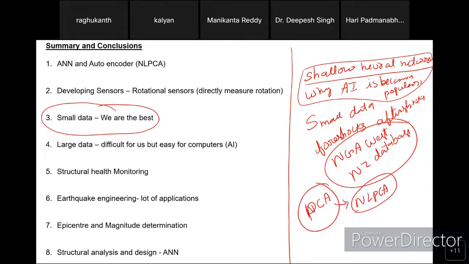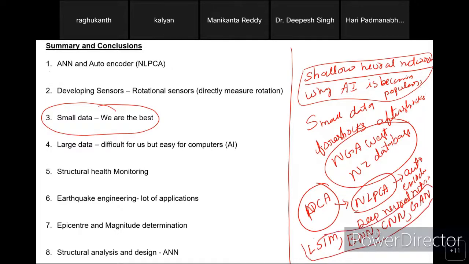NLPCA is the same as PCA, but you use artificial neural networks. This is also known as autoencoders. All these things come from deep neural networks. I showed this to you this afternoon. After autoencoders and deep neural networks, I also showed you LSTM, which handles the interdependencies in the data. Then there is the Bayesian neural network, then CNN, the convolutional neural network, then GAN, generative adversarial networks. As I already told you, all these are sophisticated, and not many people have published in the literature.